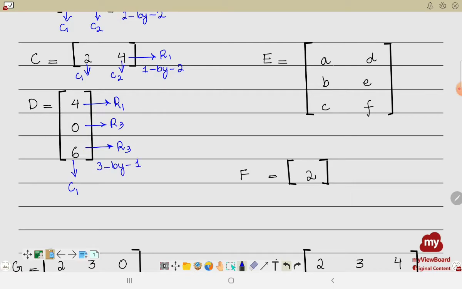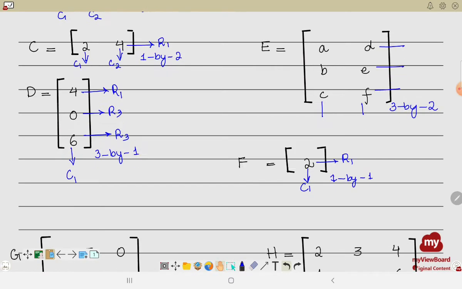E part, we have 3 rows, 3 by, and we have 2 columns, so it is represented by 3 by 2. G part, in which we have only 1 row and 1 column, so this is R1 and this is C1, so 1 by 1. Next, move further with other parts.